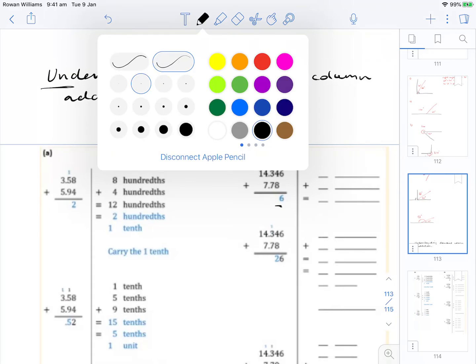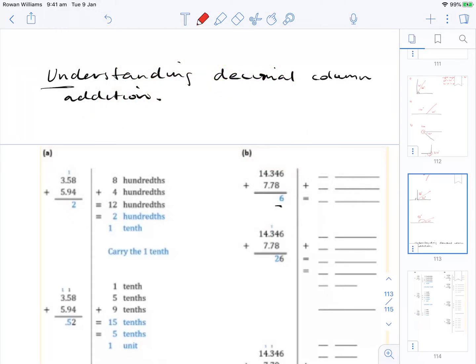and I might need to even make my pen even smaller because this is a little tricky one. This column here is going to be my units, right? This column here is going to be my tens. That makes this one here my tenths, hundredths, and the last one here with the 6 is my thousandths. So to be able to describe what each place value is, then you need to work this out.